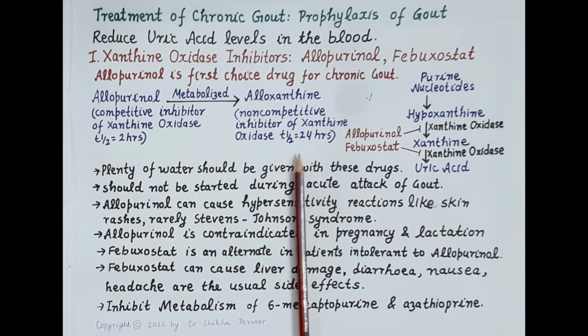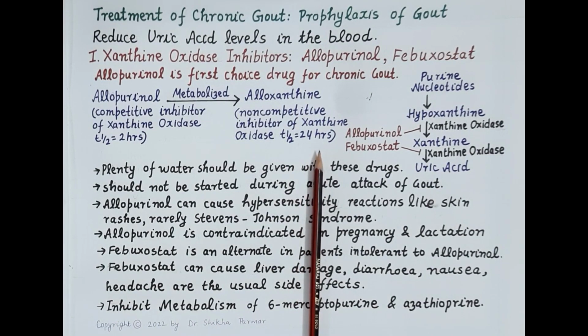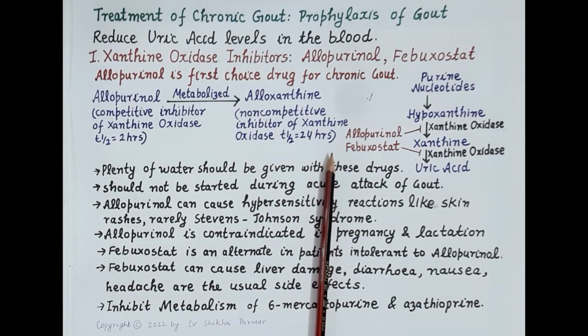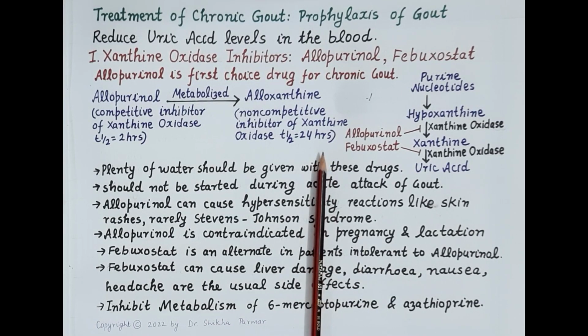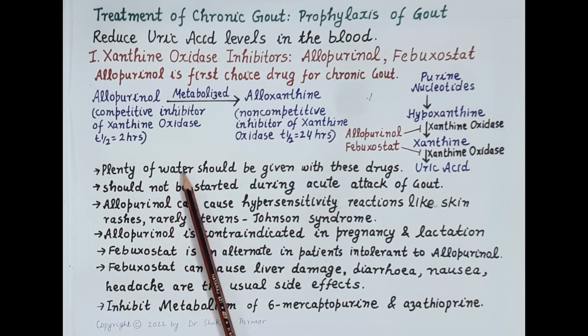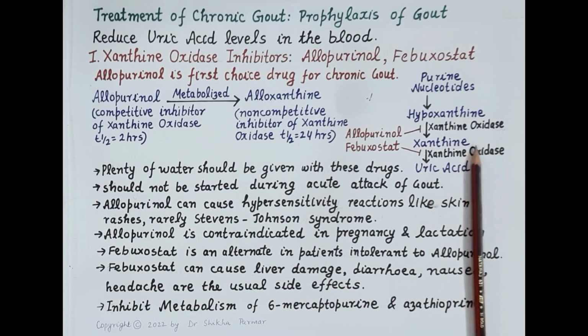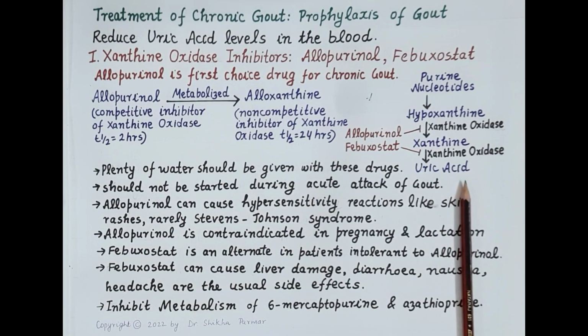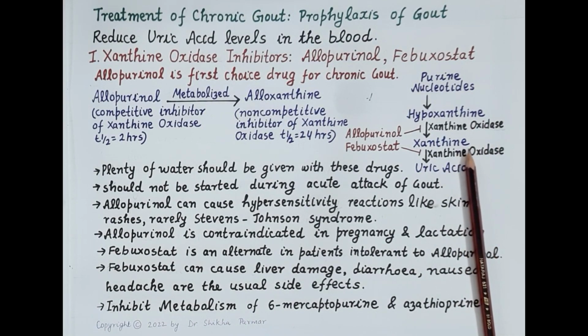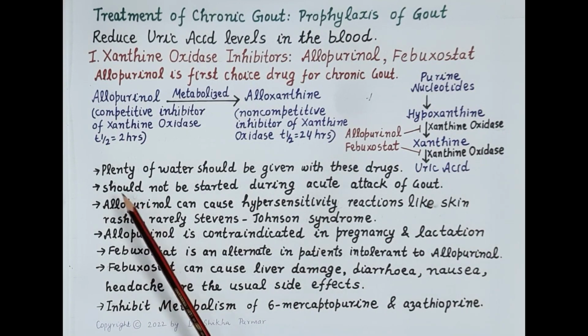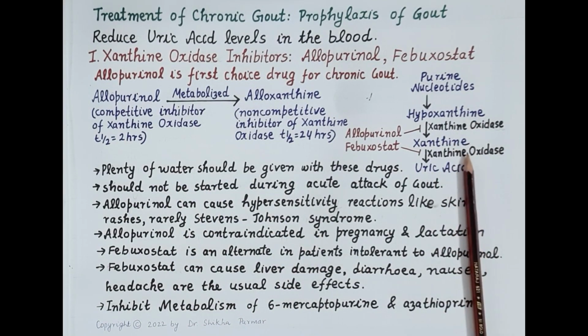Now see the half-life. The half-life of alloxanthine is 24 hours. It's very long acting. With long-term allopurinol therapy, blood uric acid reduces and tophi also gradually disappear from the joints. Very important, plenty of water should be given with these drugs to facilitate rapid excretion of hypoxanthine and xanthine. Since there is inhibition of synthesis of uric acid, hypoxanthine and xanthine accumulate in the urine, and plenty of water should be given so that hypoxanthine and xanthine are easily excreted.